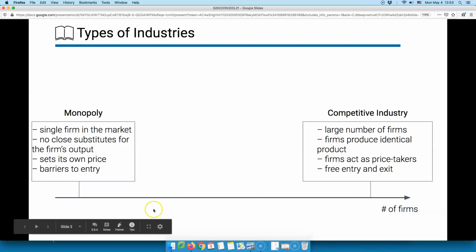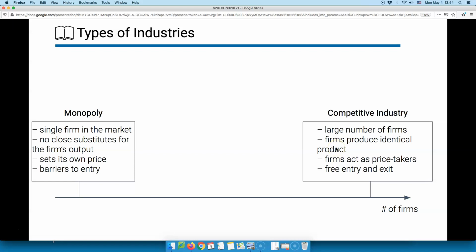And if we think about the whole spectrum of industries ranged by the number of firms that participate in them, on the one end of that spectrum, there's going to be a competitive industry with a large number of firms, and firms produce an identical product. And in this situation, firms have zero market power. They are forced to take the market price. And on top of that, there's free entry and exit.